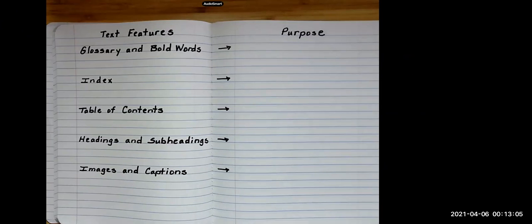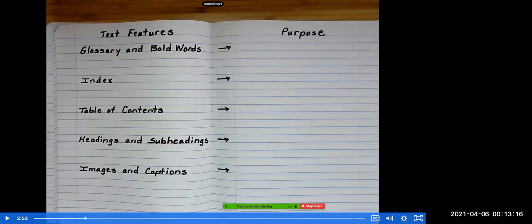As we discover the purpose of each text feature, it's also important to jot that down into your journal. I'd like you to create a chart in your journal that has the text features on the left side and space on the right side to write the purpose. Pause here to set up the chart that you'll use to capture the purpose of each text feature. Just hit play when you're ready to continue.